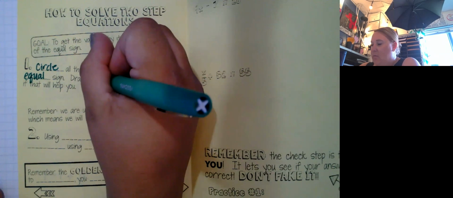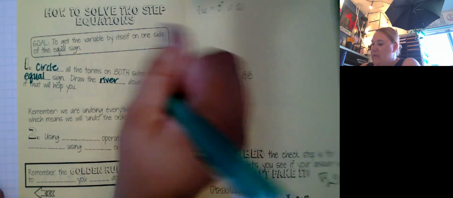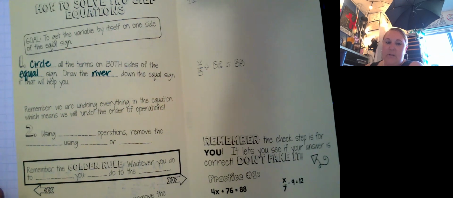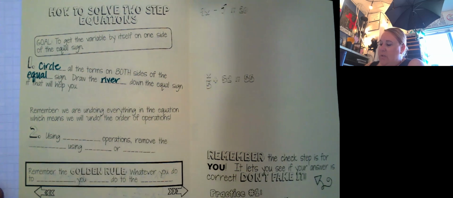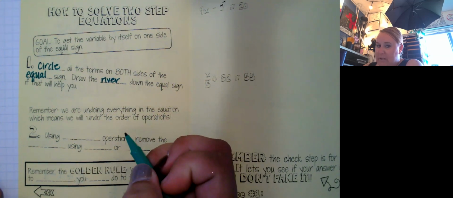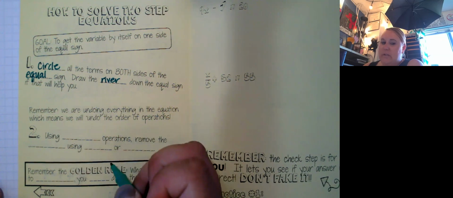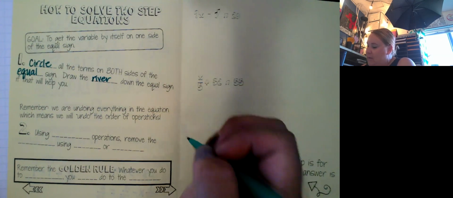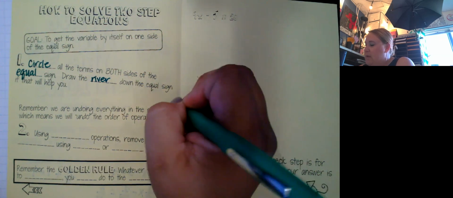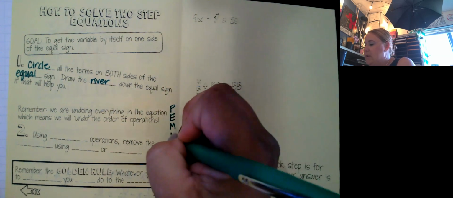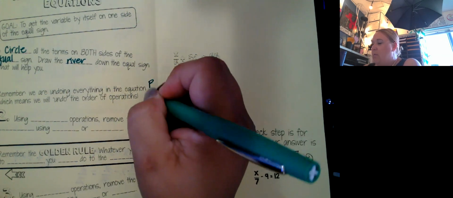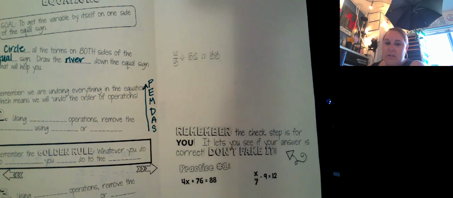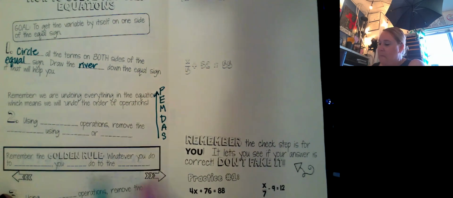Then you're going to draw the river or the railroad tracks, is what I called them yesterday, down the equal sign. Remember, whatever we do to one side, we got to do to the other, okay? We're going to undo everything using inverse operations. We're going to undo the order of operations. So if we think about our order of operations, it is parentheses, exponents, multiplication, division, addition, and subtraction. So if we're undoing that, we're actually going to work backwards. So we're going to start with our addition and subtraction. Then we're going to move to multiplication, division, and then exponents, and then parentheses if we had to.